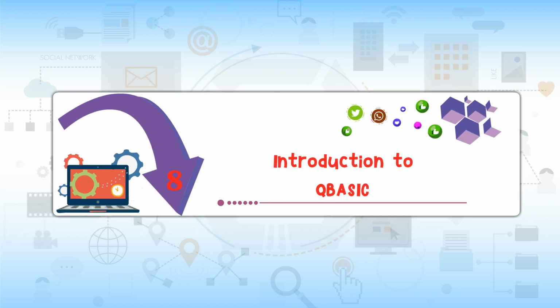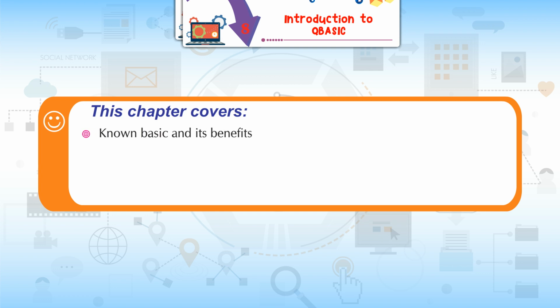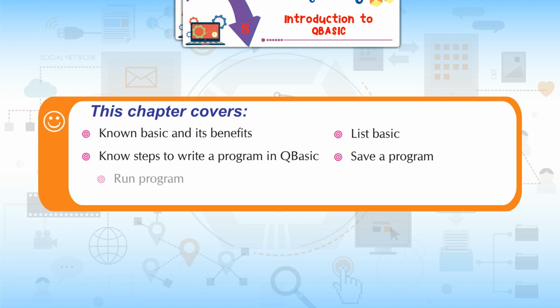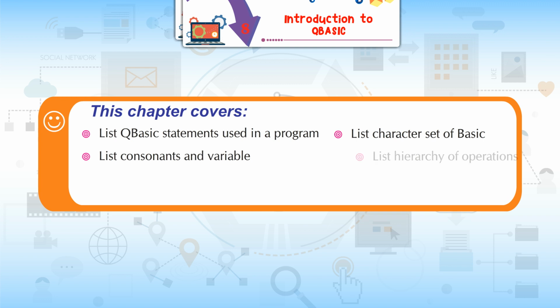Chapter 8: Introduction to QBASIC. This chapter covers: know BASIC and its benefits, list the steps to write a program in QBASIC, save a program, run a program, list the main components of a QBASIC program, list QBASIC statements used in a program, list the character set of BASIC, list constants and variables, list the hierarchy of operations, and list the operators.